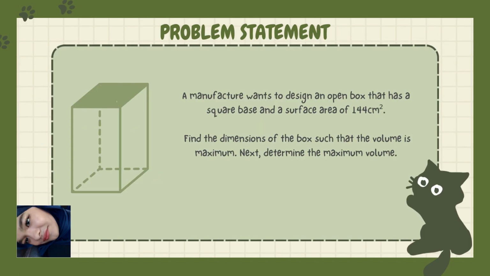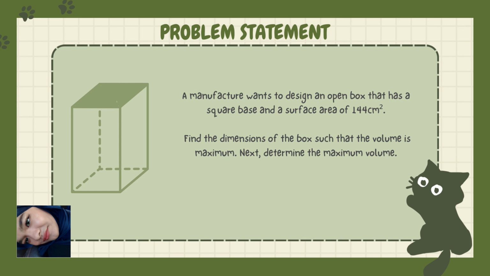Right, now it's my turn. Let's begin. First of all, let's read the question for this problem statement first. A manufacturer wants to design an open box that has a square base and a surface area of 144 cm squared. Find the dimensions of the box such that the volume is maximum.